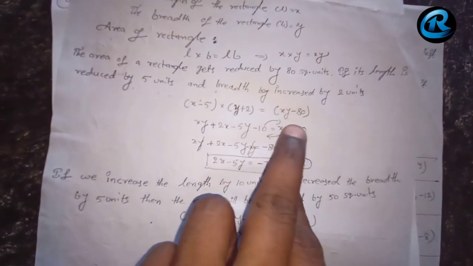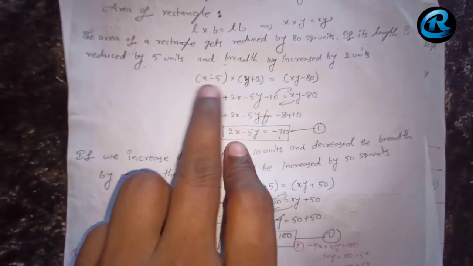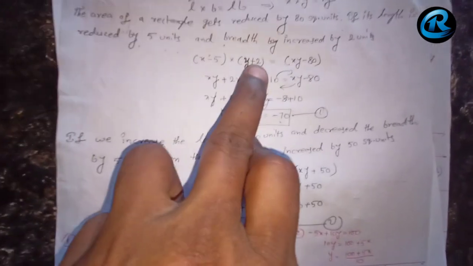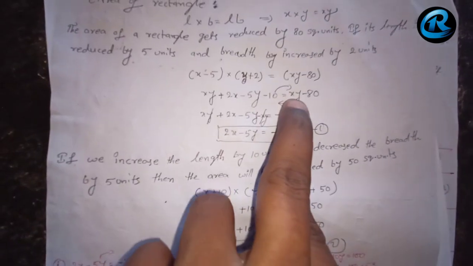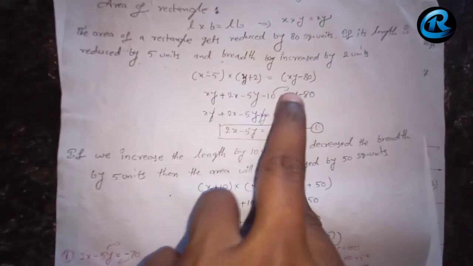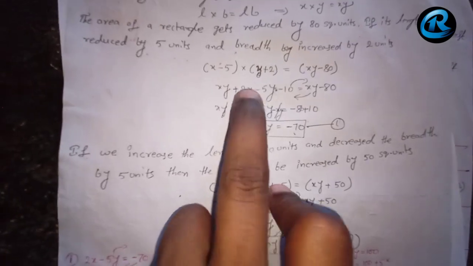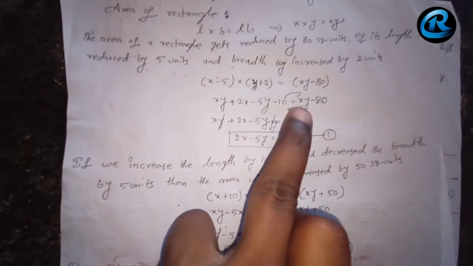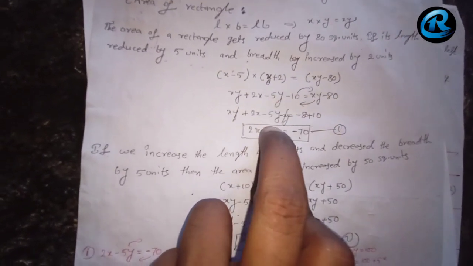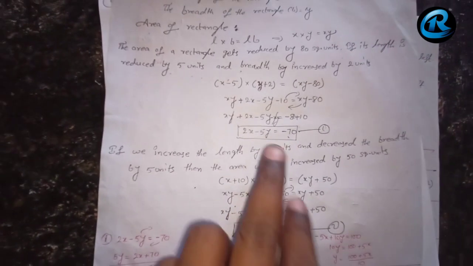So xy minus 80. You multiply these terms: x into y is xy, x into 2 is 2x, minus 5 into y is minus 5y, minus 5 into 2 is minus 10. That equals xy minus 80. So this minus 10, the constant number, you send to one side. Now all the variables you bring to one side. So xy plus 2x minus 5y, here plus xy becomes minus xy, equals minus 80 plus y. Here minus xy plus xy get cancelled. 2x minus 5y equals minus 70. That is equation number 1.